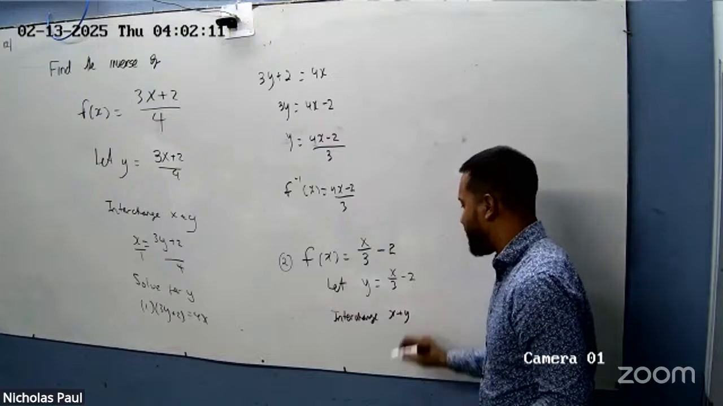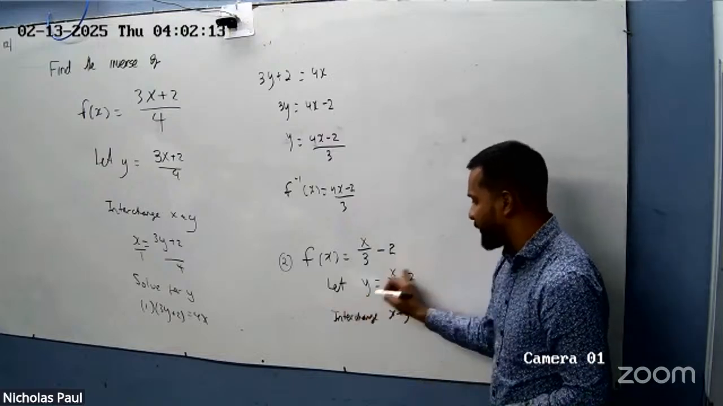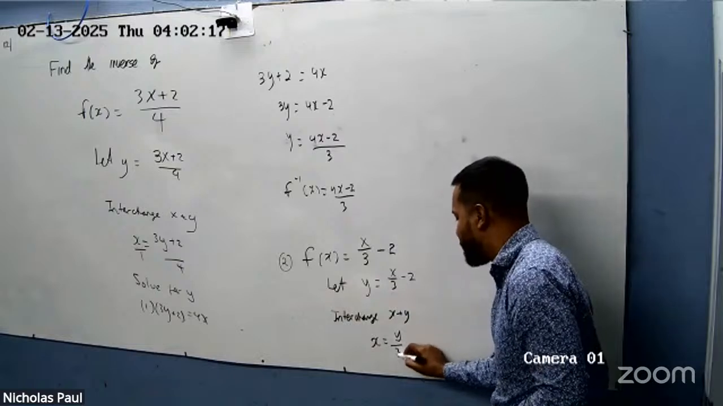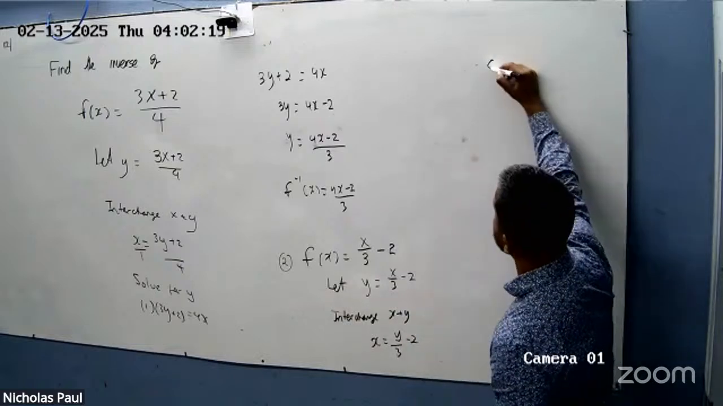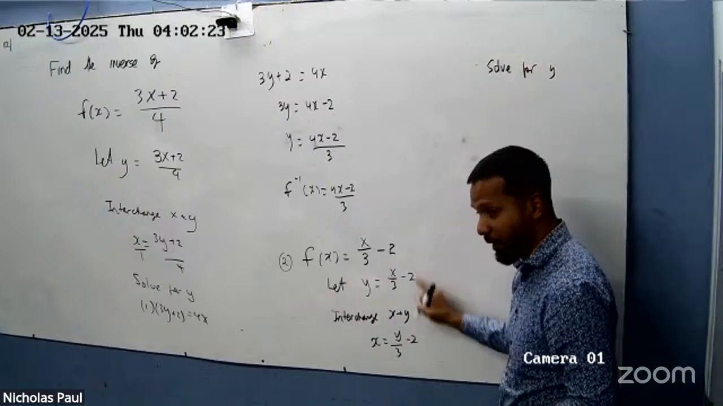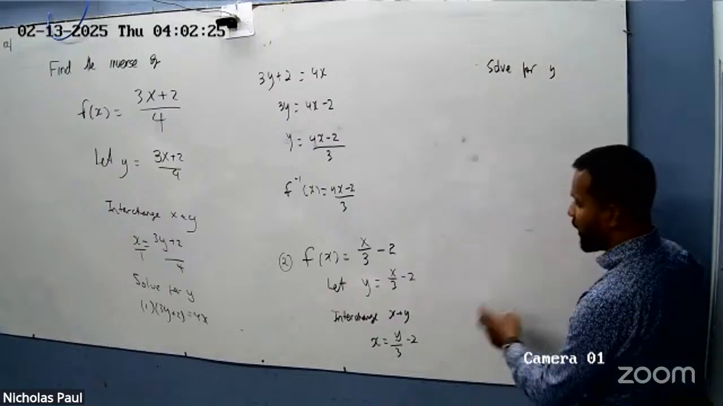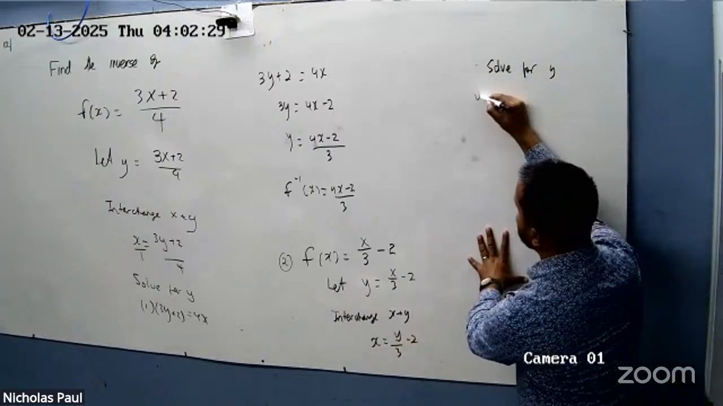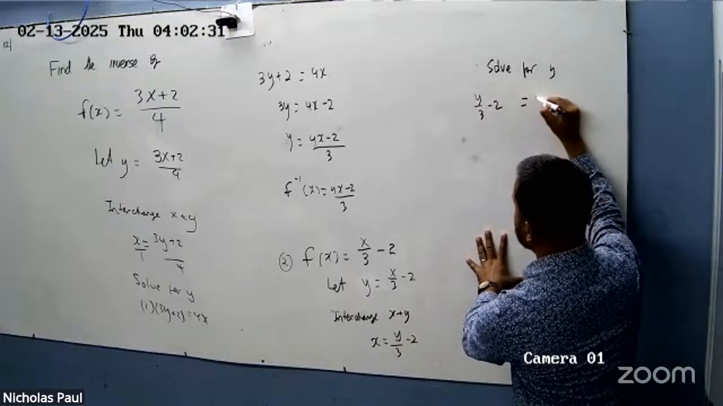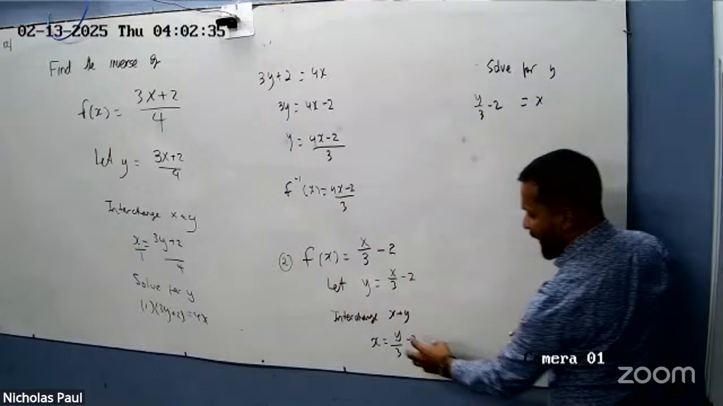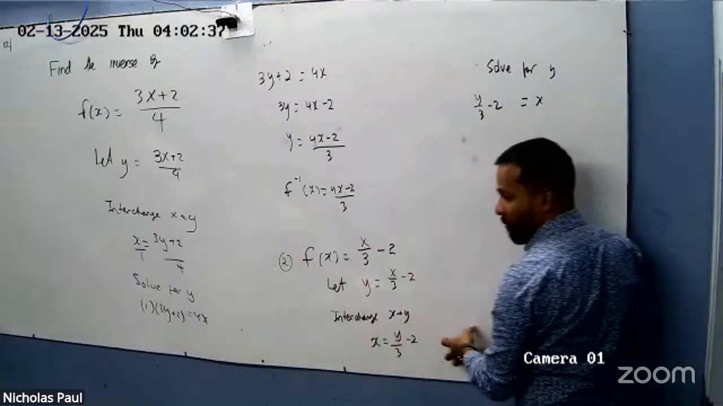Interchange x and y. So I'm just going to switch the x and the y. X is equal to y over 3 minus 2. When you reach here now, I want you to solve for y. See, I'm writing everything, right? Don't leave it out. Now, how do I solve for y? Right? I bring in the y on this side. I just switch them around so I don't have to change the signs. Right? I just put the right here and the left here.